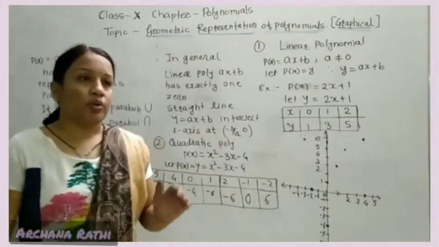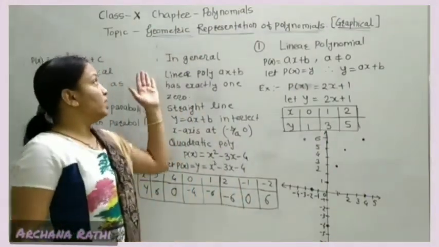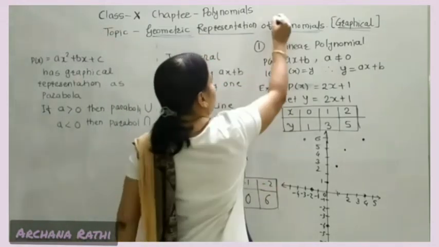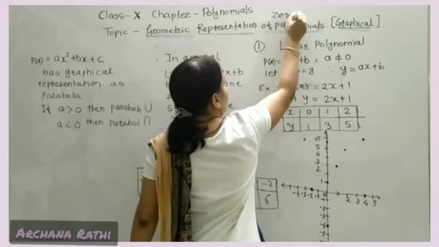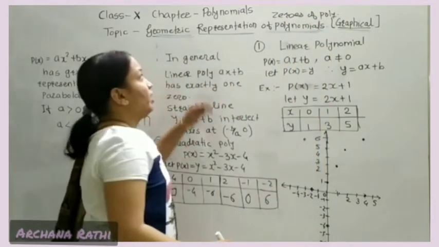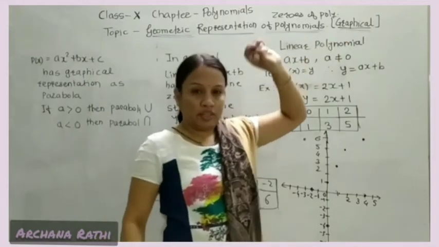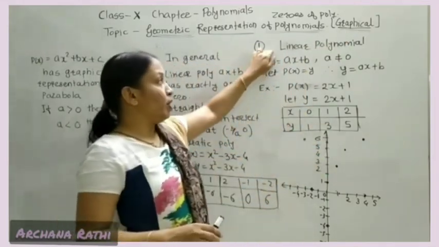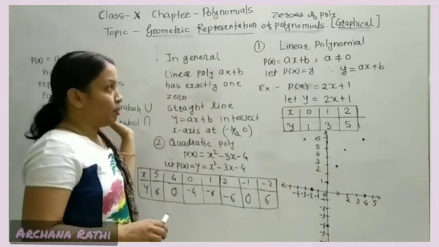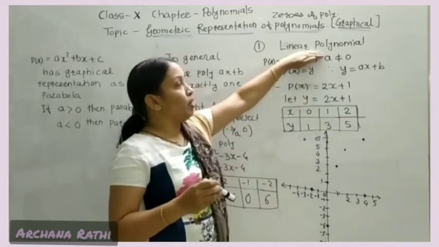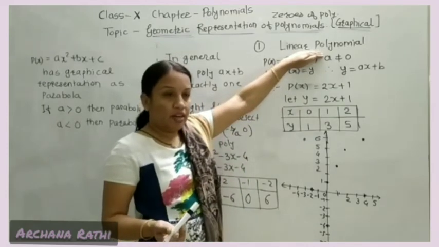Dear children, today we are going to discuss the geometrical representation of zeros of a polynomial. It is also called a graphical representation. Now you know the linear polynomial and the quadratic polynomial. Now how do we represent a linear polynomial? You know that very well.